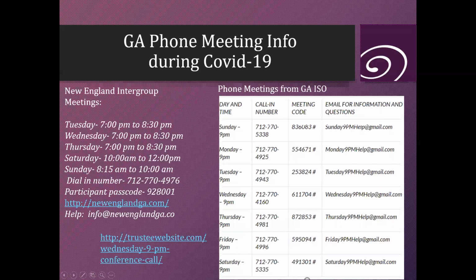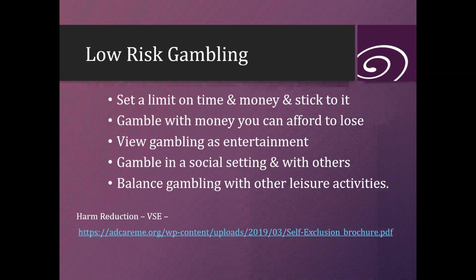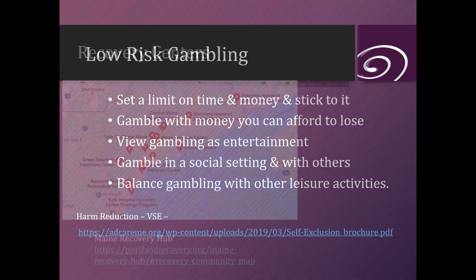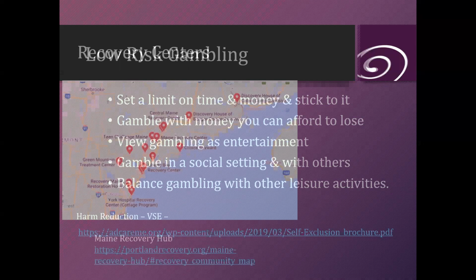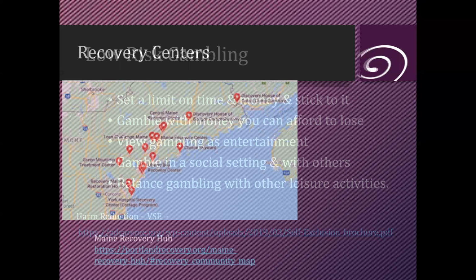Low risk gambling, we talked about that: setting time, losing money you can afford. And then the harm reduction part is the voluntary self-exclusion. If people don't know about that, you can talk with Lori. It's an amazing tool for people who just want to prevent themselves from going to a casino for a certain period of time. It works really well for some people, and they never go back to the casino, and they never go back to gambling. This is just a snapshot of some of the recovery centers in Maine. So yay, Maine.